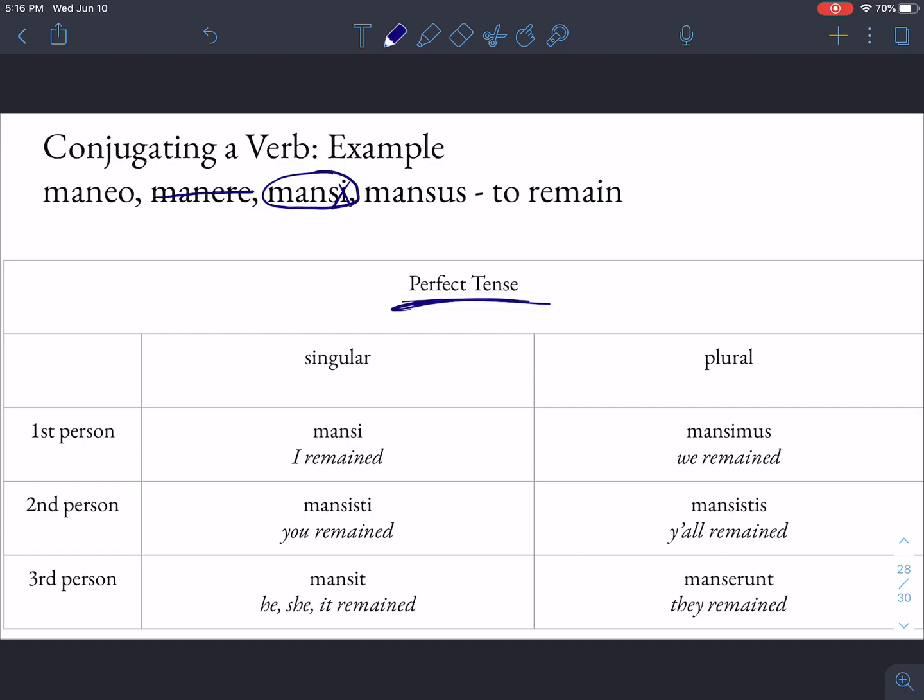Now the perfect tense is very similar to English's simple past. It's a type of past tense, and you're going to translate it with an -ed. I remained. The action is perfect.